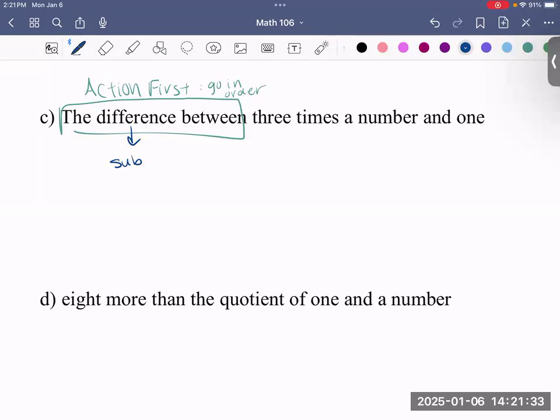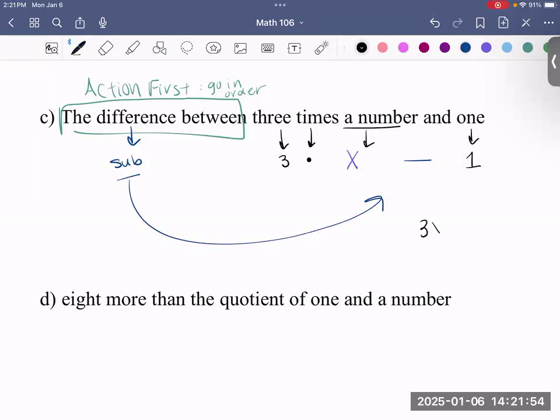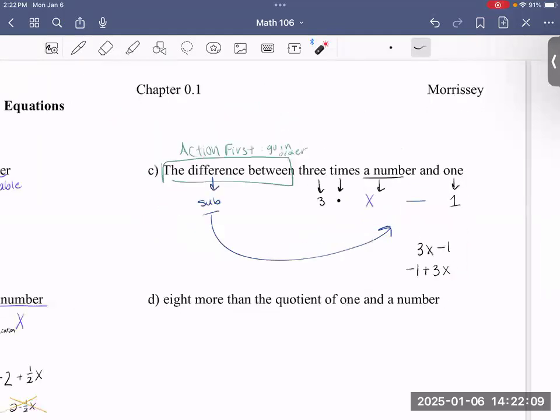It says 3 times a number. 3 times, so multiply a number, we'll say x, and 1. So going in order means that we will then be subtracting the 1. So again, one way to write it, 3x minus 1, or -1 plus 3x. Notice that the 3x is positive in this case. It's the one that is doing the subtraction. The difference between 3 times a number and the 1 doing the subtraction.